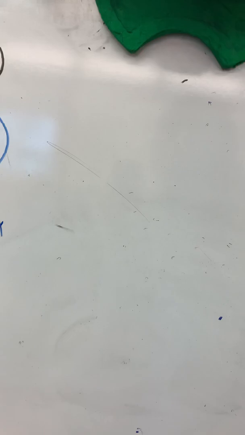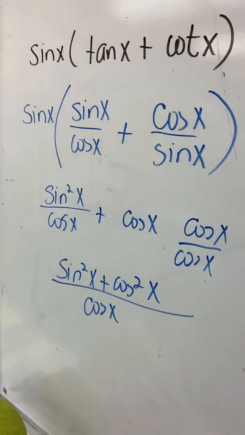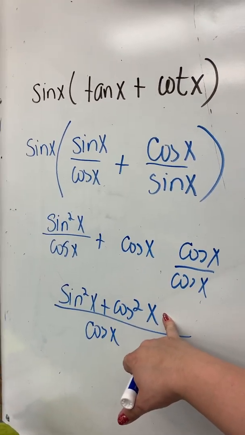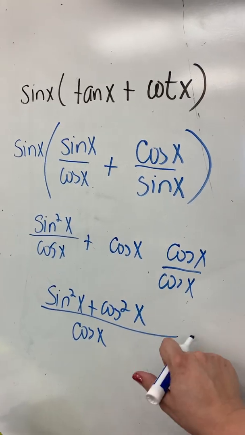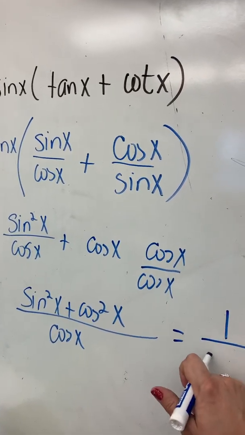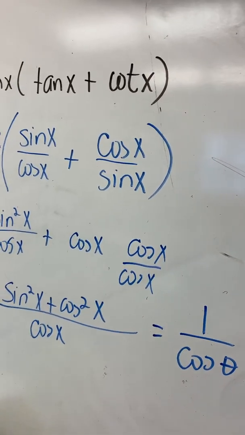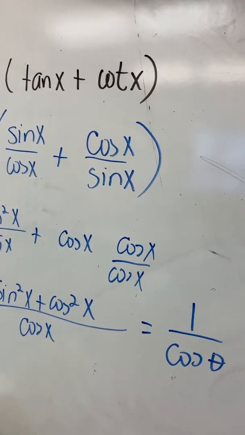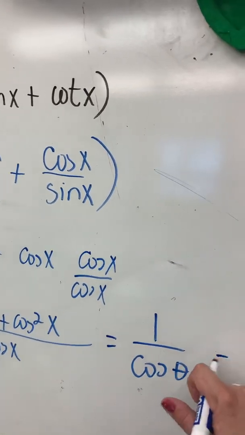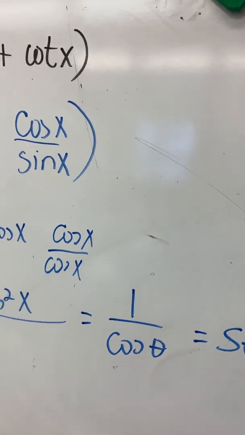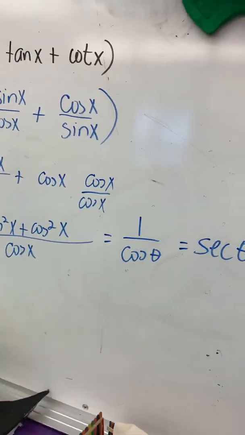Why did you do that? Adding fractions. So you have to multiply by cosine over cosine for that denominator. What does sine squared plus cosine squared equal? 1. What is 1 over cosine then? 1 over cosine is secant. Done. I feel like this is a lot.